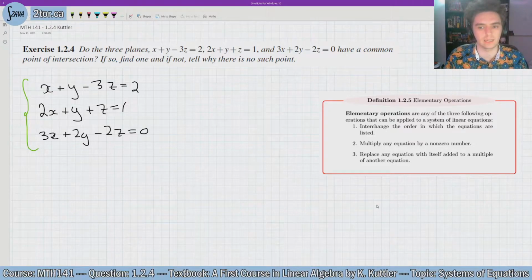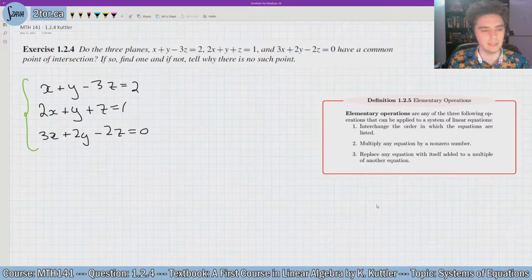That's a very important thing that elementary operations do: they don't change the solution set, right? It's going to let us actually get numerical solutions here, as in x, y, z values that solve the system.